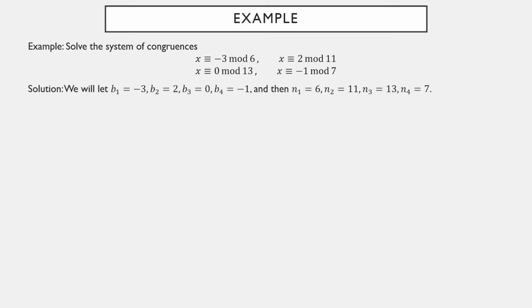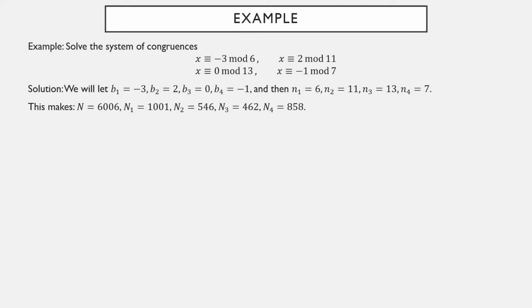So just to clarify our notation, we're using b sub i to represent the target values of -3, 2, 0, and -1 respectively, little n sub i to represent the modular bases that correspond to those target values, 6, 11, 13, and 7. So capital N is the product of all of the bases, which turns out to be 6006. Capital N sub i is all of the bases except for the one at the ith index. So capital N sub 1 would be little n2 times n3 times n4, 11 times 13 times 7, which is 1001. Similarly, capital N2 is the product of all the little n's except for the second one, and so forth.